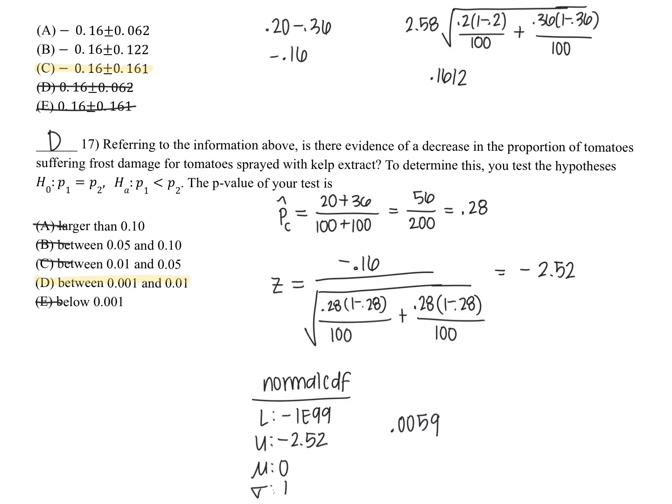Okay. Please let me know if you have any questions about confidence intervals or significance tests for single proportions or difference in proportions, especially if it's figuring out which formula you're using from the formula sheet, how to find the critical value, or how to find your p-value. Just please let me know.